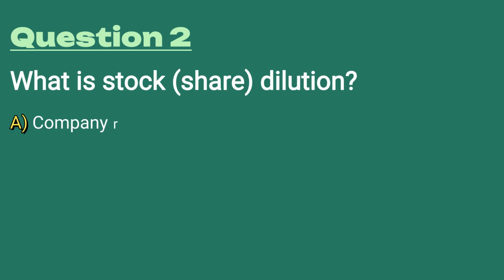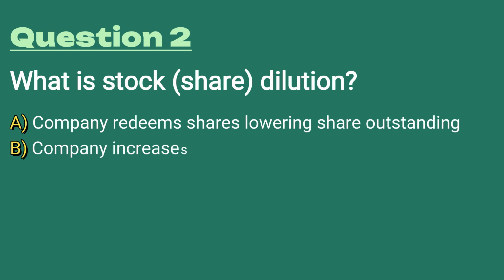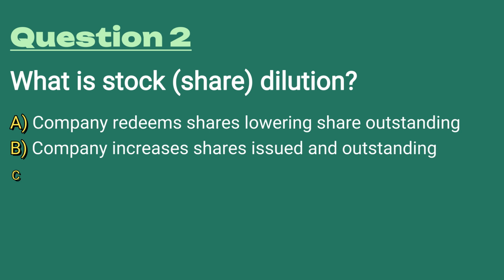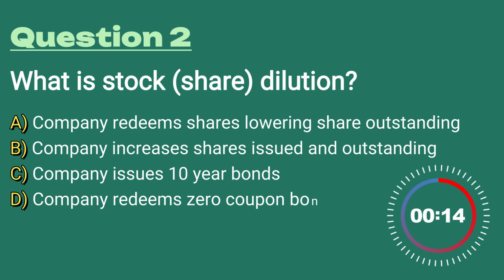A, a company redeems shares, lowering shares outstanding. B, a company increases shares issued and outstanding. C, a company issues 10-year bonds. D, a company redeems zero coupon bonds.